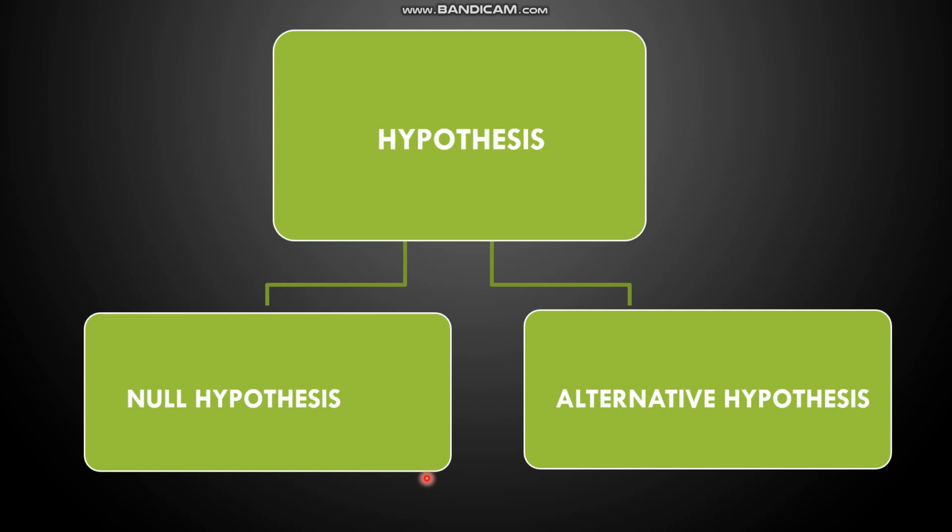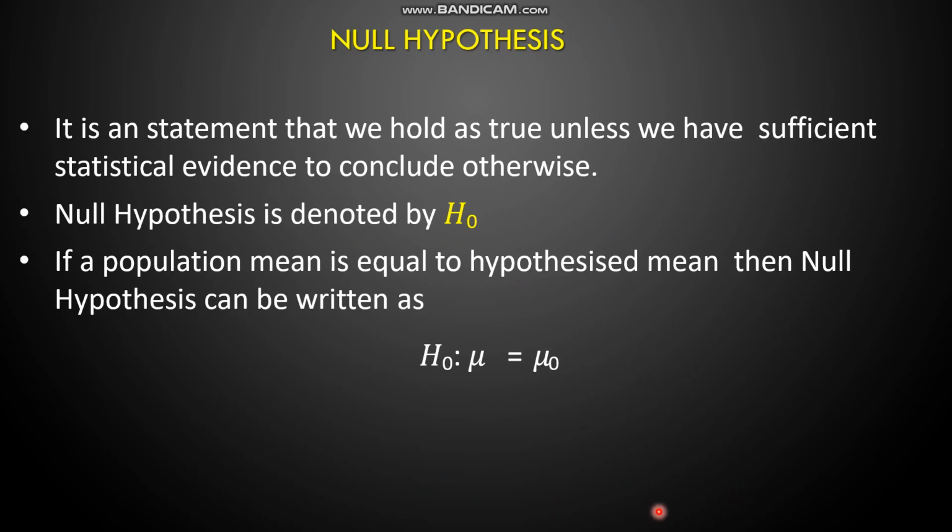Now the hypothesis is framed under two types. First is null hypothesis and second one is alternative hypothesis. Now what is null hypothesis? It is a statement that we hold as true unless we have sufficient statistical evidence to conclude otherwise. The null hypothesis is denoted by H naught. If the population mean is equal to hypothesized mean, then the null hypothesis can be written as H naught such that mu is equal to mu naught.